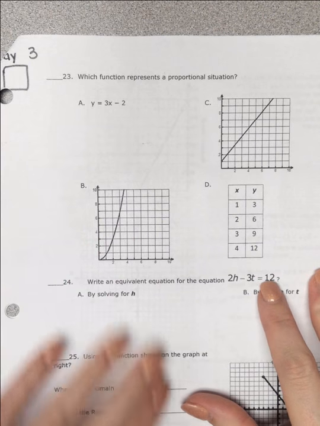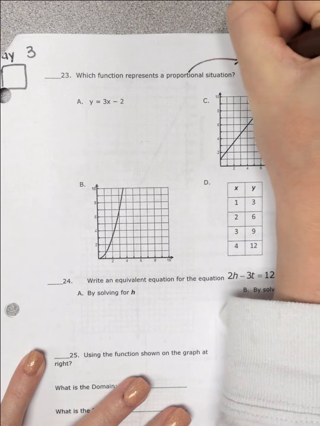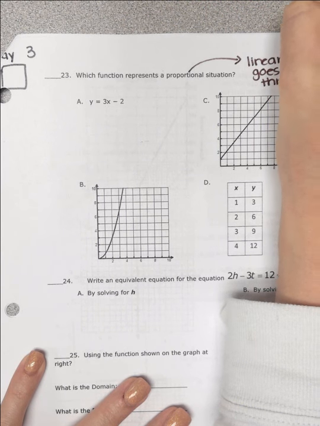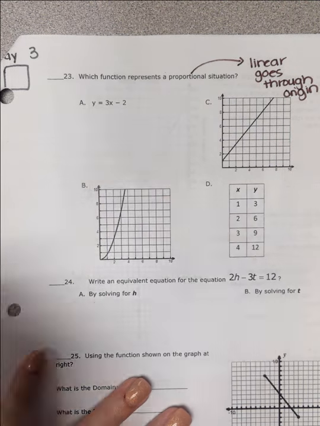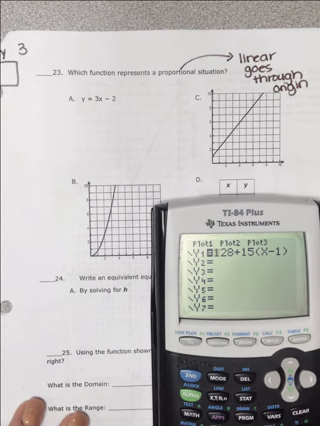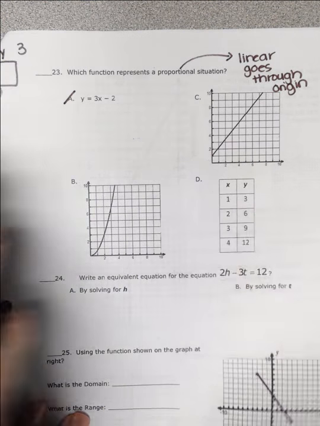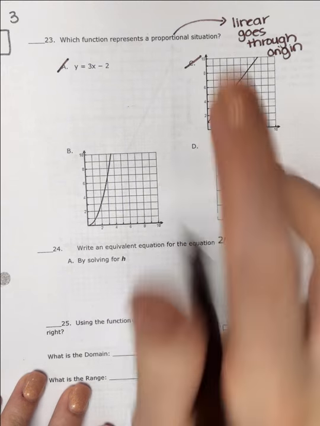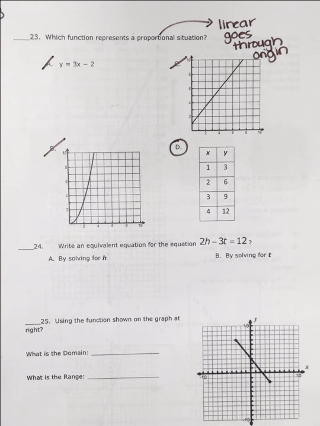Which function represents a proportional situation? Remember, proportional, same thing as direct variation. Linear goes through the origin. If you don't know what that looks like, plug it in your calculator because they gave us a function. 3x minus 2. That is linear, but it does not go through the origin. No. Same for C. This is linear, but it doesn't go through the origin. B, this is not a straight line. Your answer has to be D. But if you don't remember, we could go back and look.